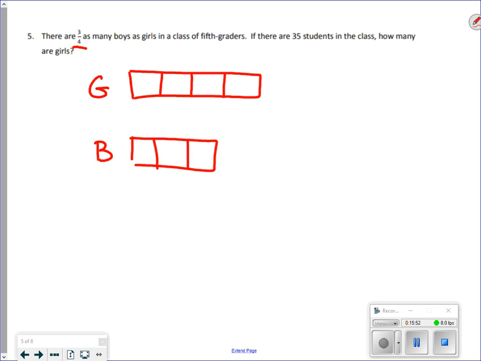My denominator tells me how many. 3 out of 4. So my boys only get 3 out of 4. My girls get my 4 out of 4. Okay? I know it's a wonky kind of way to solve the problem, but it's the only way to solve the problem. There's one like it. That's why I'm showing you how to solve it. This is the only way to solve it.